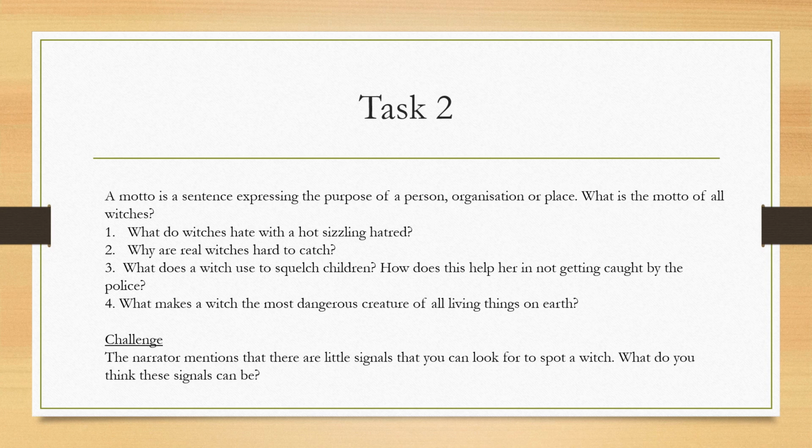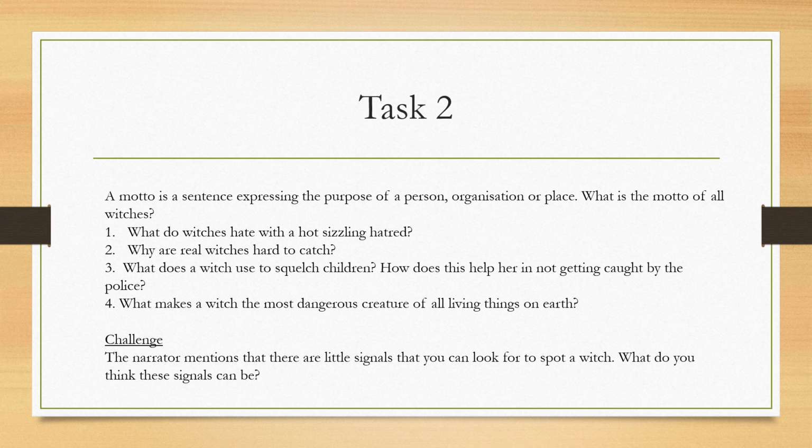Then question number 1. What do witches hate with a hot, sizzling hatred? So what do they hate? Why are real witches hard to catch? What does a witch use to squelch children? How does this help her in not getting caught by the police?